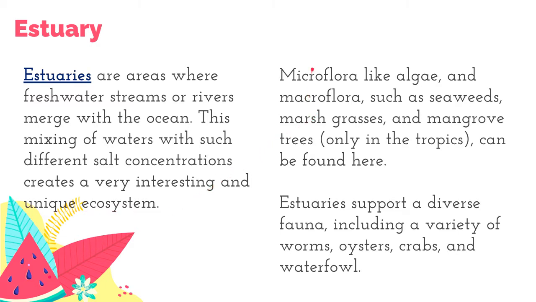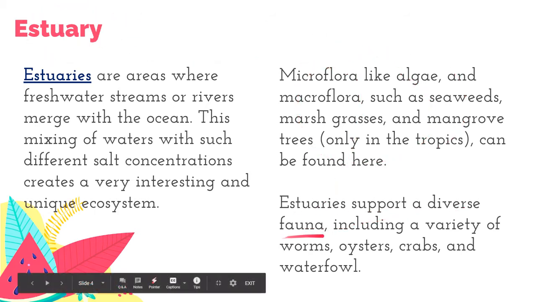This includes microflora such as algae and macroflora. Micro means small, so small that you have to use a microscope. Macro, you can see it with your naked eye. So microflora such as algae and macroflora such as seaweeds, marsh grasses, and mangrove trees are found in estuaries. Estuaries support a diverse fauna, including varieties of worms, oysters, crabs, and waterfowl.